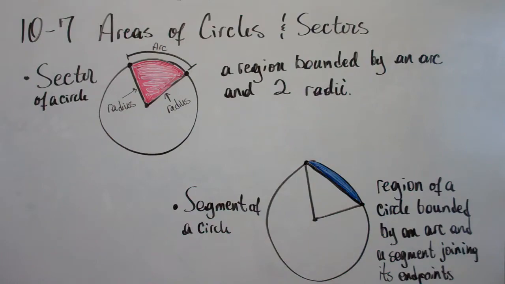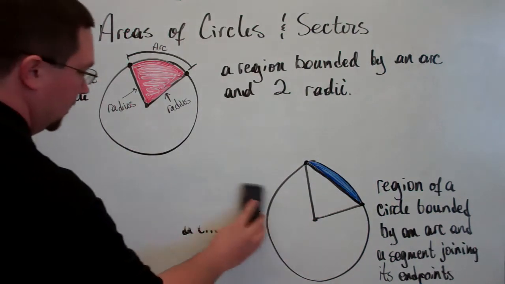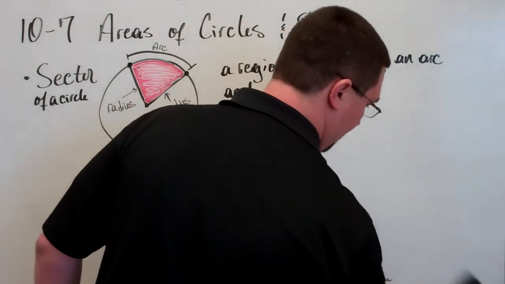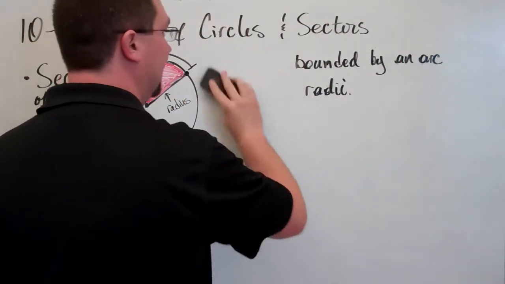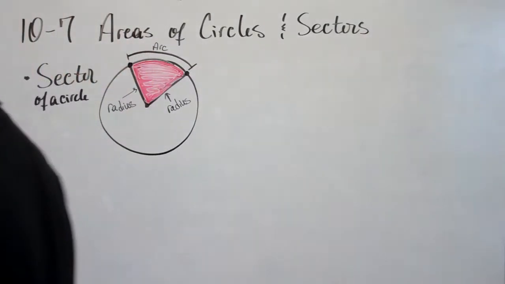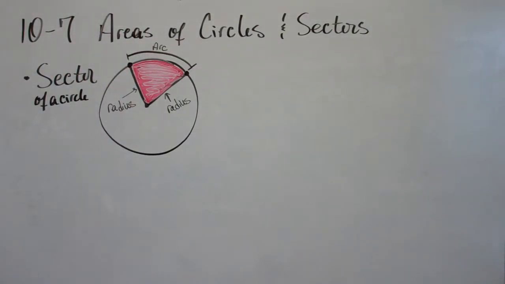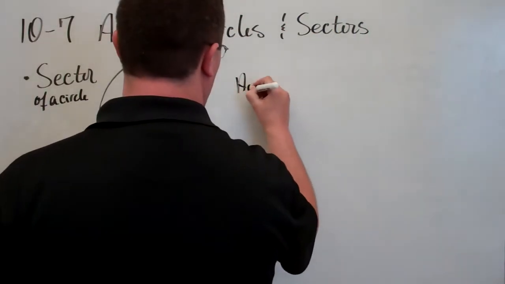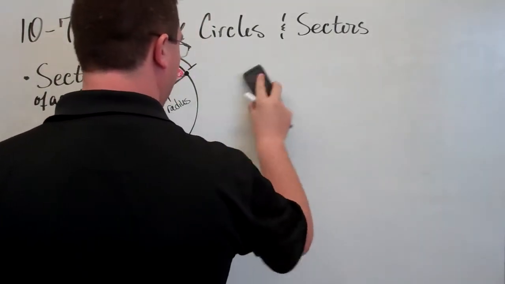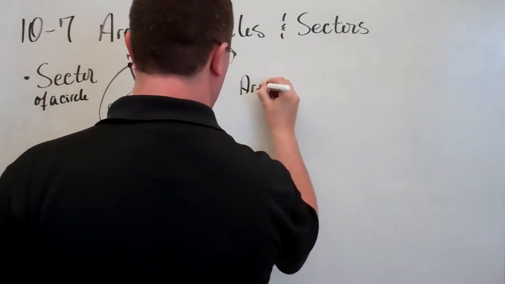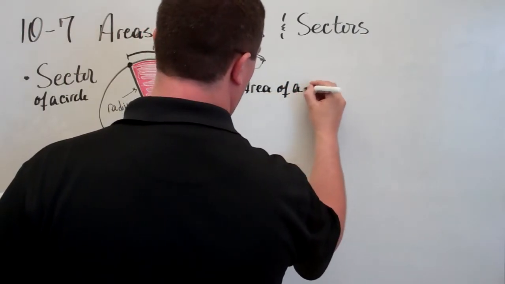Now, how do we find the area of a sector? Let's figure out how to find the area of a sector, and then we'll go into area of a segment. Make sure you understand the difference between a sector and a segment. So, the area of a sector is simply area of a sector.